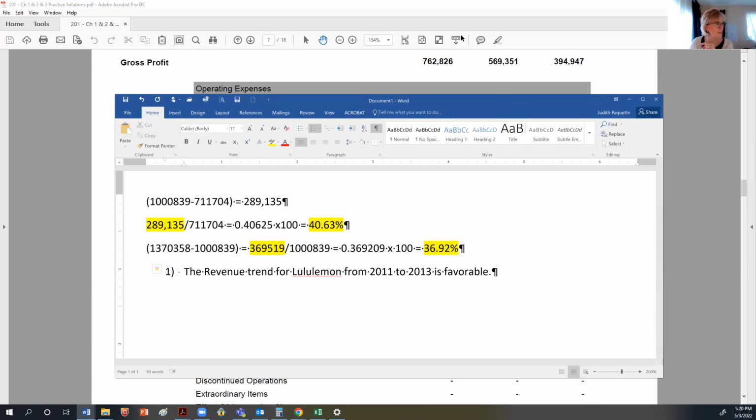You can write that thesis statement because you've already pulled the numbers. Okay. Your second sentence is just basically talking about the evidence. From 2011 to 2012, revenue grew. And here's where you put your data in and put a dollar sign here. 289,135, or 40.63%. And you can make this two sentences or separate it with a semicolon. From 2012 to 2013.